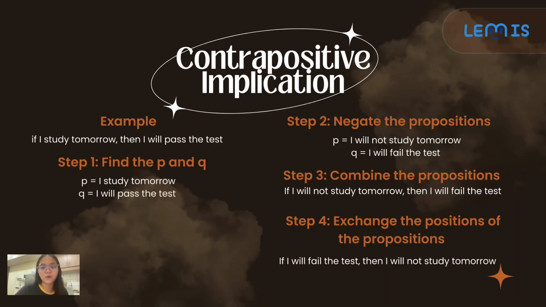So for the contrapositive implication, we have an example. If I study tomorrow, then I will pass the test. Again, find the P and the Q. And then, after that, we negate the propositions. Then it will turn into, I will not study tomorrow, then I will fail the test. And then step 3 is to combine the propositions. If I will not study tomorrow, then I will fail the test. And then we exchange the positions, so it will be contrapositive and not just inverse. Then it will be, if I will fail the test, then I will not study tomorrow.